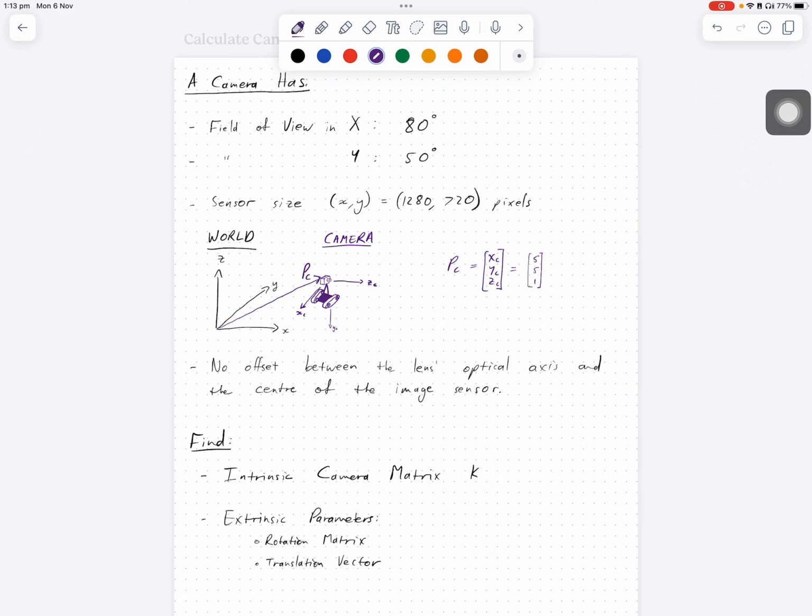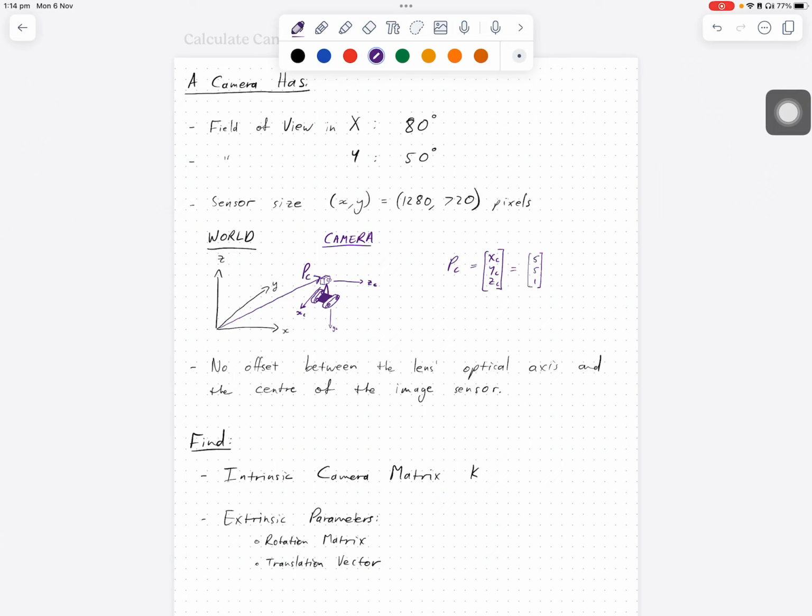All right, so we're starting off with some of the camera parameters. We know that the field of view of the camera is 80 degrees in the x direction. It's 50 degrees in the y direction. And we know that the camera has 1280 by 720 pixels. I don't know if any cameras actually have those kind of parameters. I just made those up.